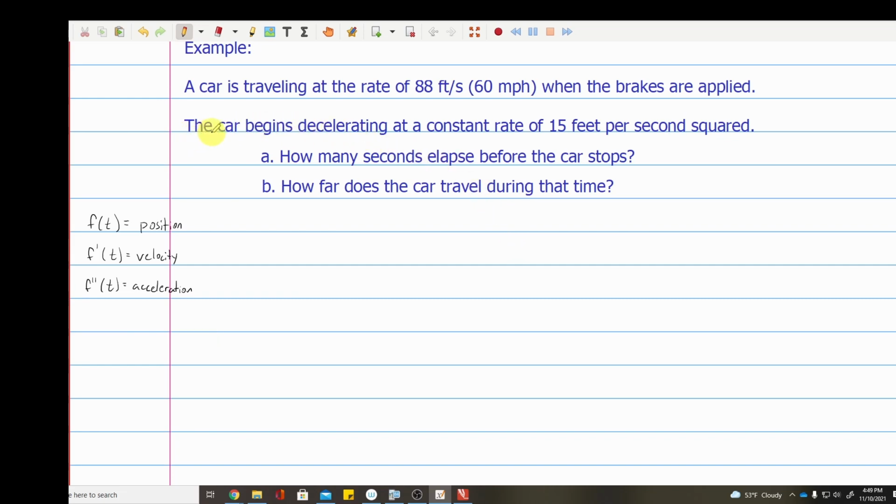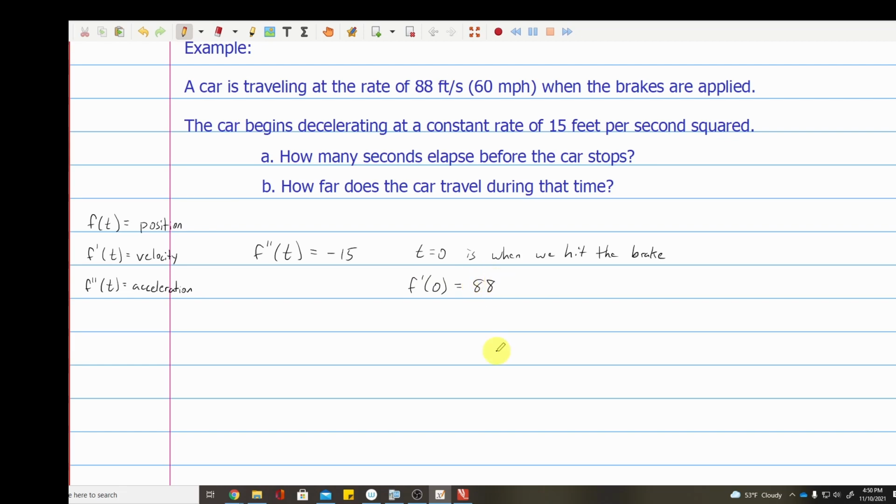The second sentence says that the car begins decelerating at a constant rate of 15 feet per second squared. So my acceleration is a constant. That tells me that f double prime of t is equal to 15, except that it's decelerating, right? So the velocity is going down over time. So that second derivative is actually negative. Then what else do I know? Well, I know that the car is traveling at a rate of 88 feet per second when the brakes are applied. So if I think of time 0 as being when we hit the brake, then f prime of 0 is going to be 88.